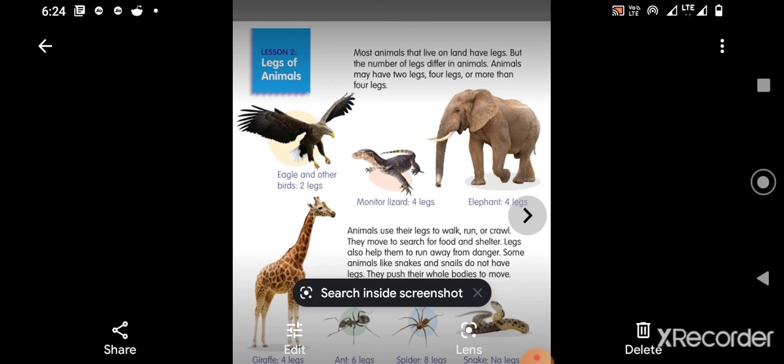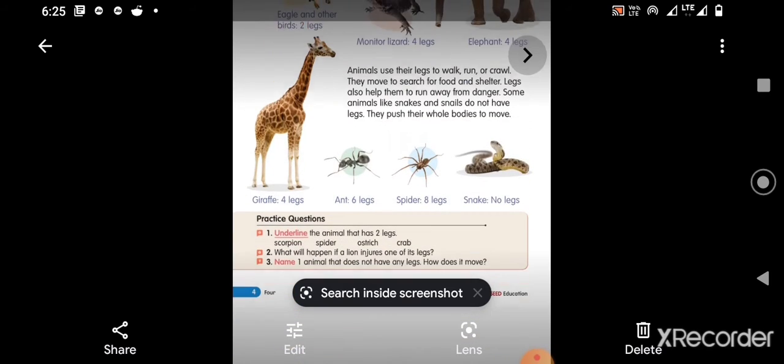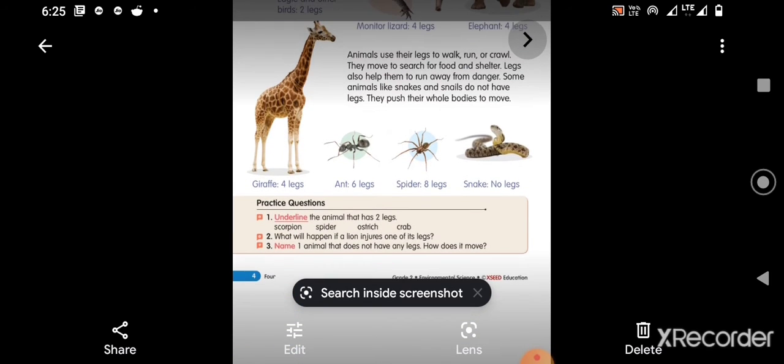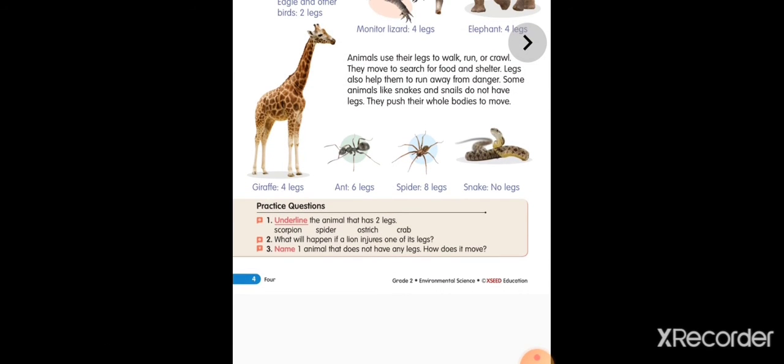So these 4 legs help them to move and also to search for food and also to escape from the animals. And do you know, children, some animals have more than 4 legs also. Let us see here. Can you see the ant, children? Can you see the ant picture? Yes. Count the number of legs.